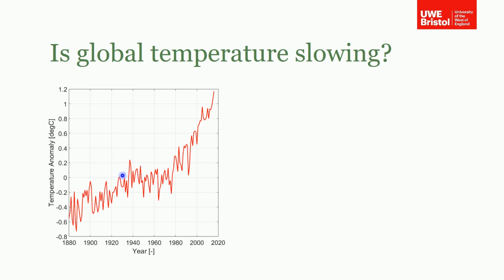So some people say that the global temperature is slowing. Well, you can see by looking at this plot, it's clearly not. If you look back to the 1880s, no one would argue that the temperature is slowing. In fact, if you take the last year's data, it seems to be increasing rapidly.